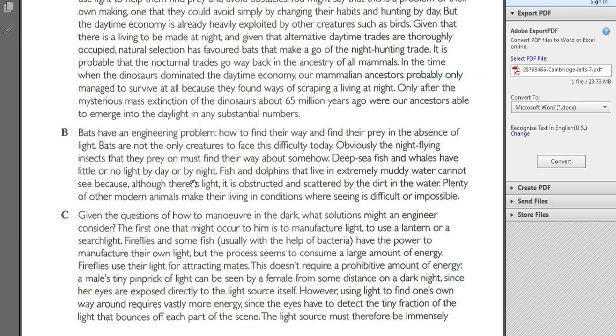no light by day, fish, dolphins, and then I like this one, dirt in the water. Here it says animals. So I'm getting a feeling for what this paragraph is about and what is in it. Certainly there's information about fish and dolphins and some other deep sea fishes, and here this is about night flying insects, so clearly it's talking about animals. So what does that mean? That means that if I see a question about animals, then I might go to paragraph B.